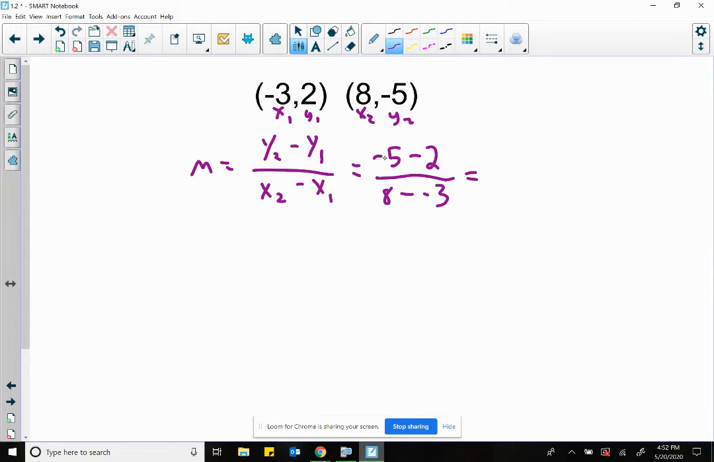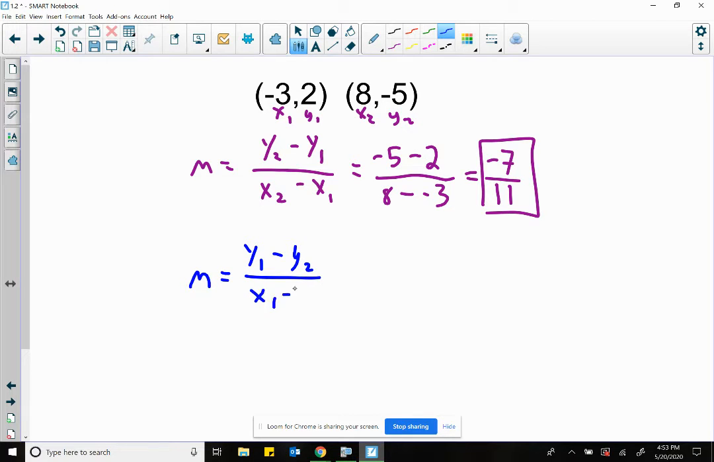So in the end, what do we have? We have a negative 7 on top. And down below, you get a positive 11. And does that reduce? No. So there's that answer. All that will happen for mine is the negative 7 will become positive this time. And the 11 will become a negative when we switch and do the y1 minus y2 all over x1 minus x2. Okay? So y1 is 2.